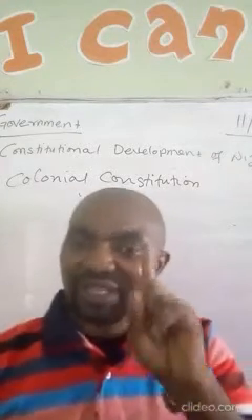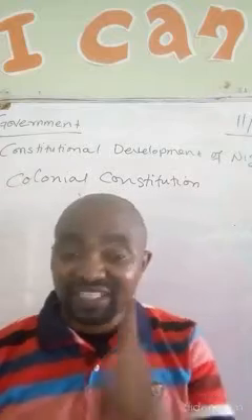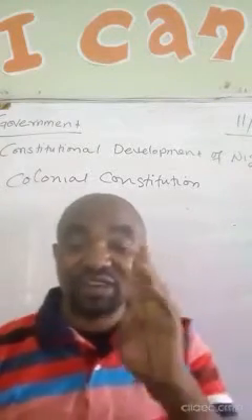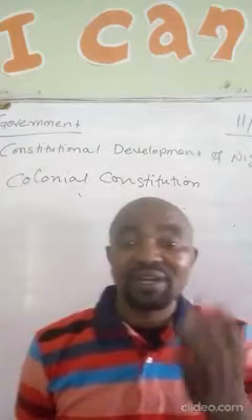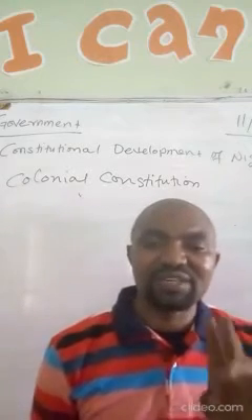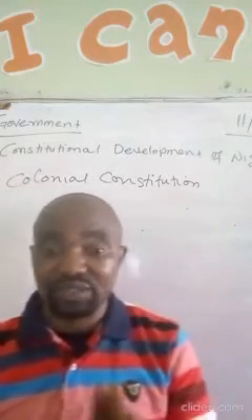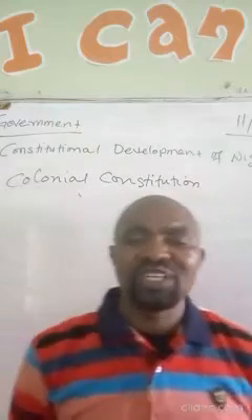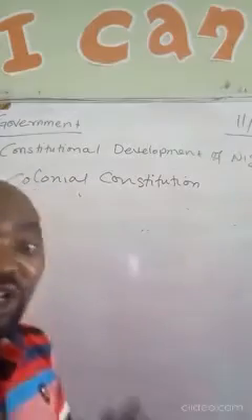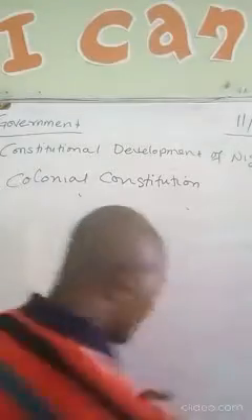One, we have Clifford's Constitution of 1922. We have Richards Constitution of 1946. We have Macpherson's Constitution of 1951. And lastly, we have the Lyttelton Constitution of 1954. So today, the topic we are going to deal with is the Clifford's Constitution of 1922.